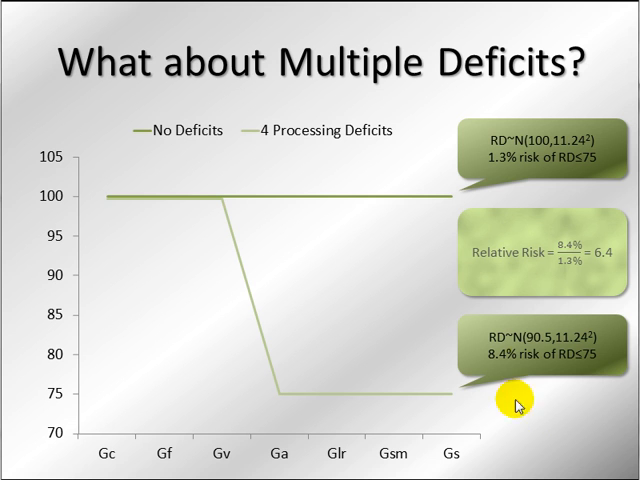The relative risk is higher than it was with just 2 predictors. The relative risk is now 6.4. That is, it's 6.4 times more likely to have a person with a reading decoding score of 75 or lower with this profile, this LD-looking profile, compared to this no cognitive deficit profile.